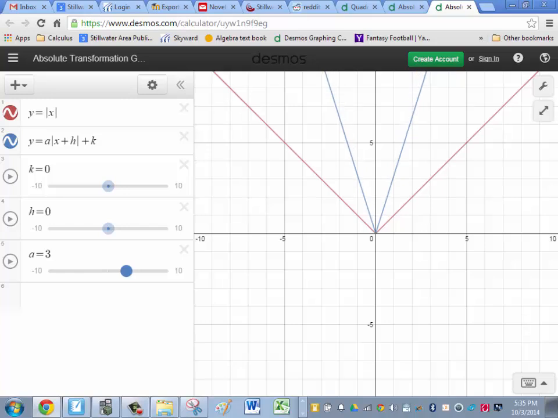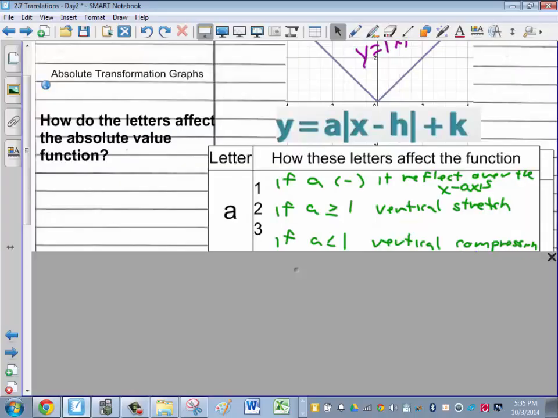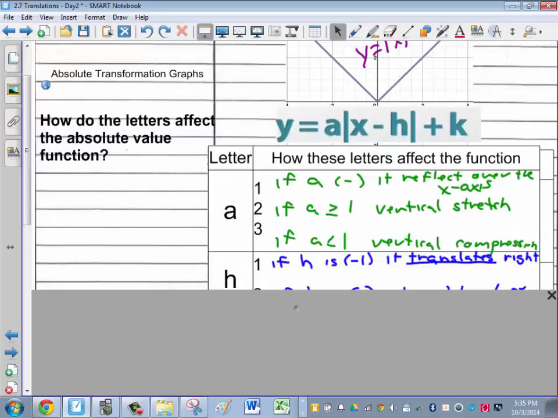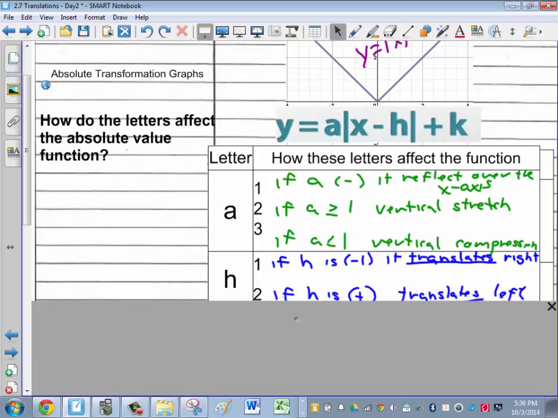Let's set a back up at 1. Let's see what this h does. That's the next one. So we'll move it up. It's the same exact thing. Look at that. It moves it left and right. If it's negative, it moves it right, and if it's positive, it moves it left. So we can go fill those in again. So the h right here, if h is negative, it translates right. And if h is positive, it translates left.